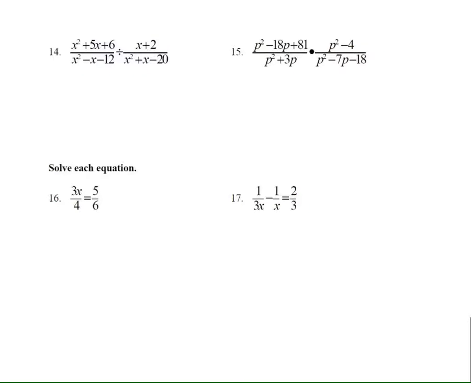And then number 14, I'm going to first change this into a multiplication problem, seeing that it's division. So rewrite it exactly how it was.